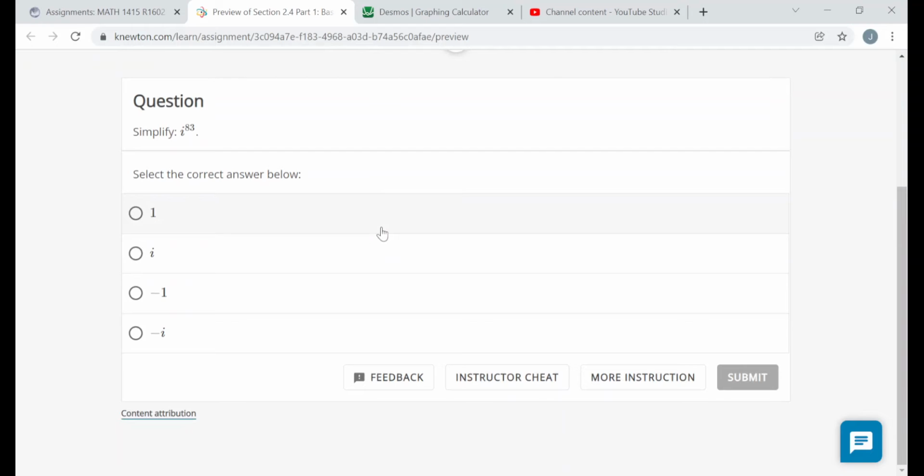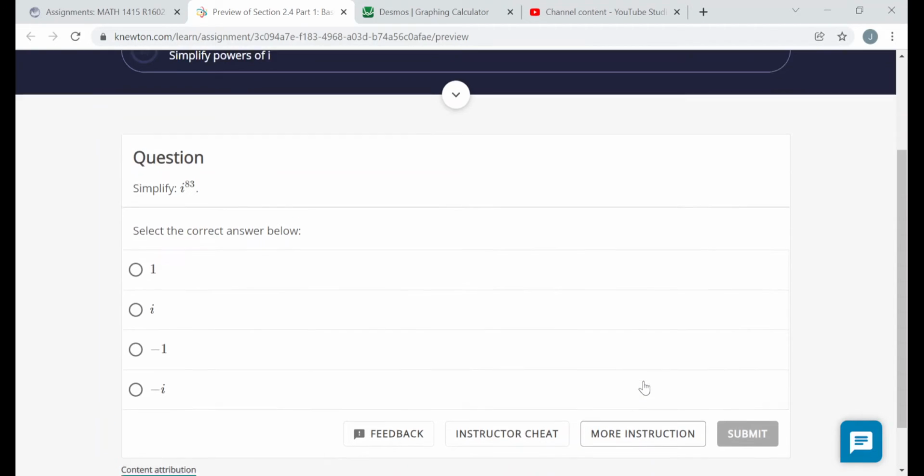And at the bottom of every question you should be seeing a feedback button where you can send feedback to Knewton about a particular question you're working on. Maybe you see a typo or some sort of mistake that they could fix. You will not see the instructor cheat button. That's for instructors only. You will see the More Instruction button.